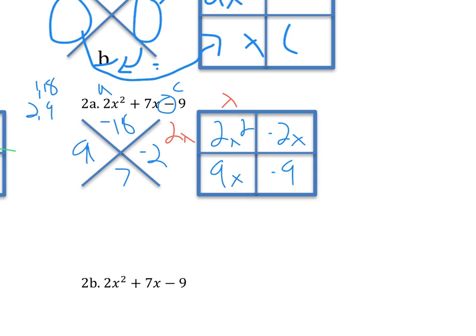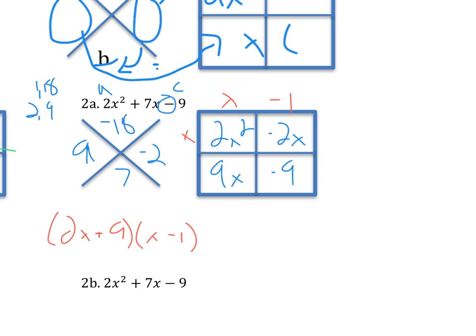And then as I look at this, what times x gives me 9x? Well, that has to be 9. What times 2x gives me a negative 2x? Well, that has to be a negative 1. And then check negative 1 times 9 is negative 9. So that would work. So we get 2x plus 9, and then x minus 1.